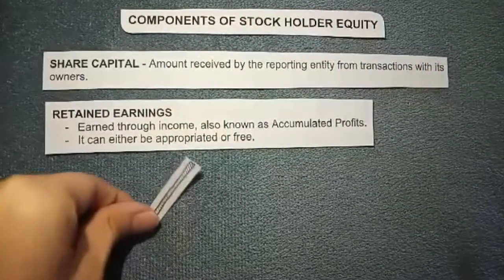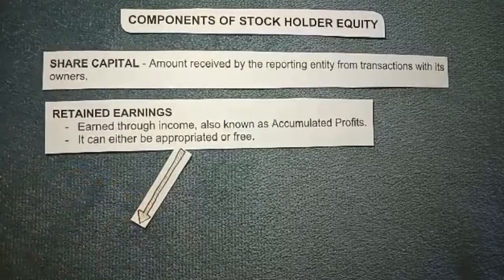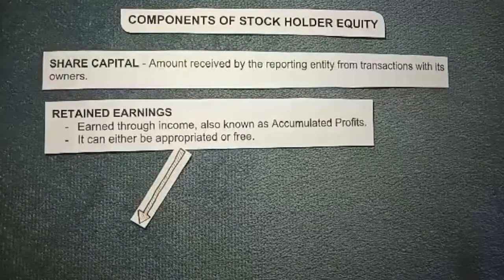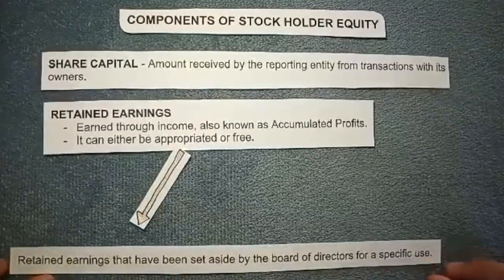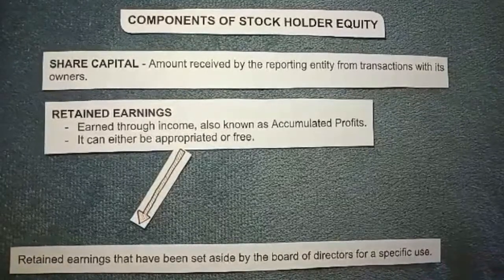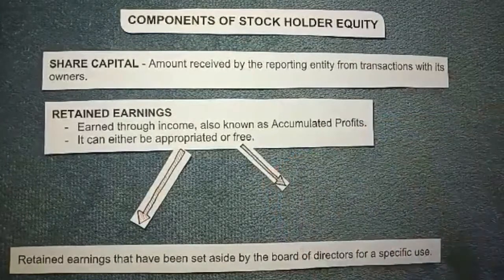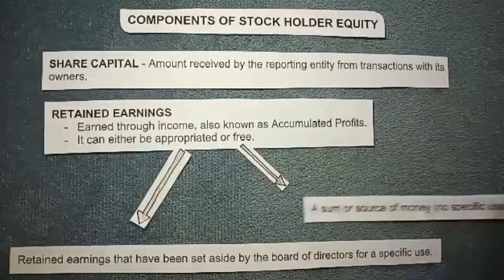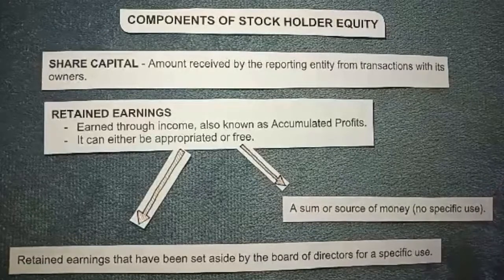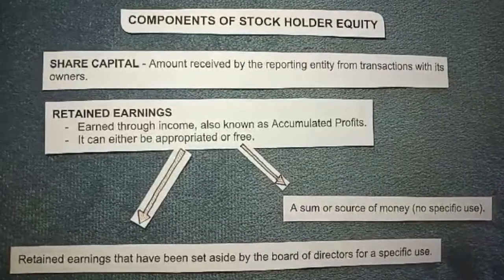It can either be appropriated or free. Appropriated retained earnings are retained earnings that have been set aside by the board of directors for a specific use. On the other hand, free retained earnings is a sum or source of money with no specific use.